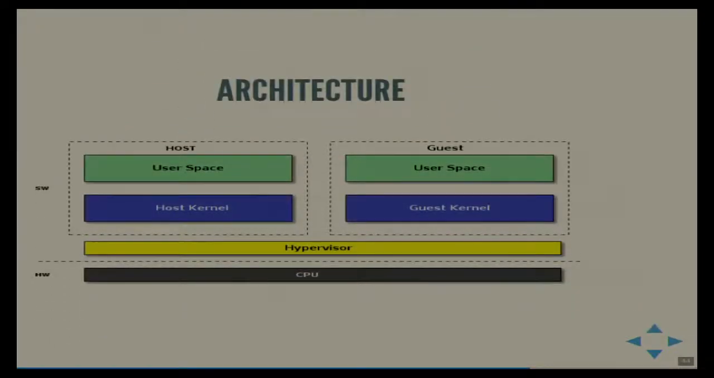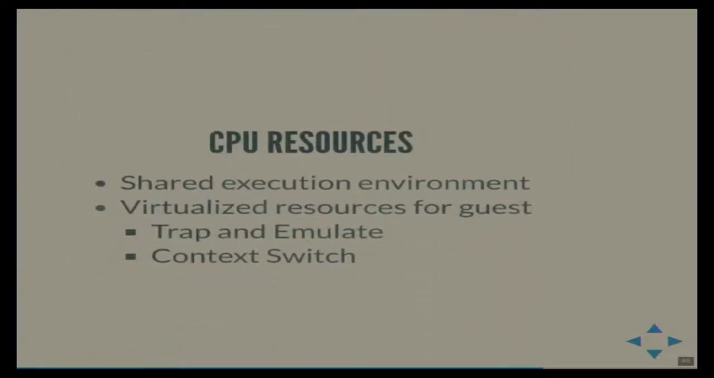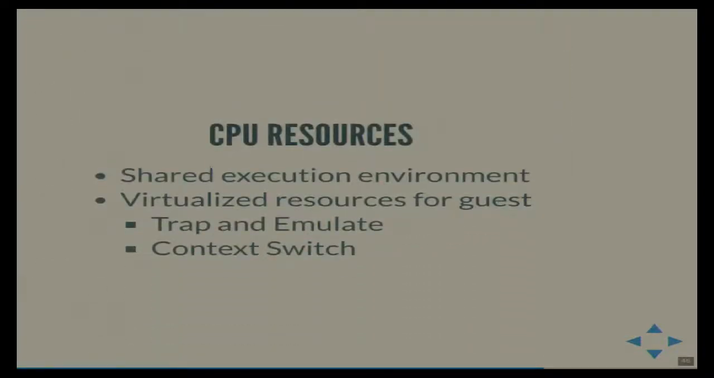So let's have a look at the typical architecture of a virtualized machine. Here we have a single execution unit, the CPU. We have the hypervisor as a software layer, and its job is to make sure the shared resource of the CPU is shared out between the host and the guest. And it can do that a number of ways. So, as I say, it's a shared execution environment, but for the virtualized guest, there are two things we can do. We can trap and emulate.